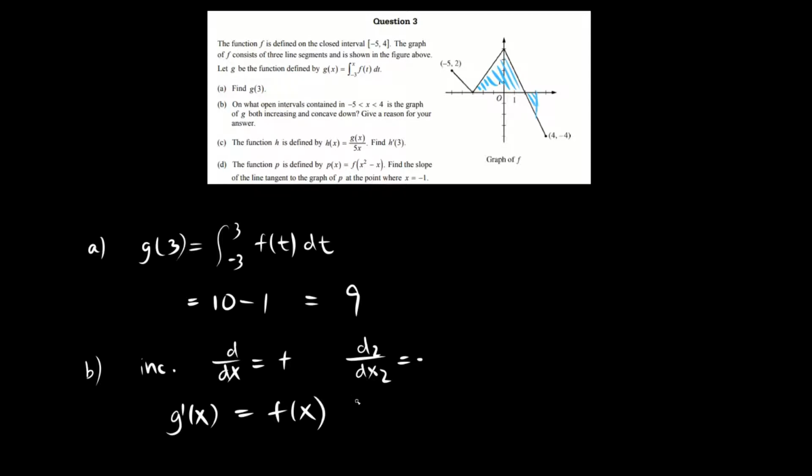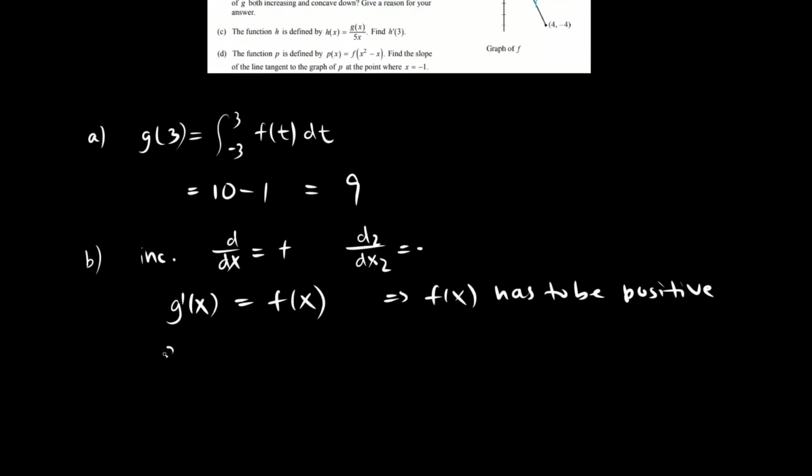Meaning for g to be increasing, f of x has to be positive. Likewise, we know that g double prime of x, the second derivative of g, is equal to f prime of x. So that means in order for g to be concave down, f of x's slope has to be negative. So now all we need to do is look at the graph of f and find when f of x is positive but has a negative slope.